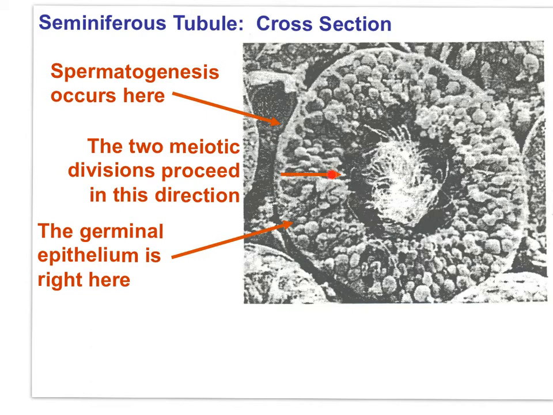The 2 divisions of meiosis occur in this direction. You can see cells, all of which are at some stage of meiosis, that results in haploid gametes, immature spermatids, in the tubule from which they can be released. You can see the flagella of sperm here. The form-function relationship of the 2 meiotic divisions proceeding toward the lumen of the seminiferous tubule is beautiful. The interstitial cells of Leydig would be located here and here between the tubules.